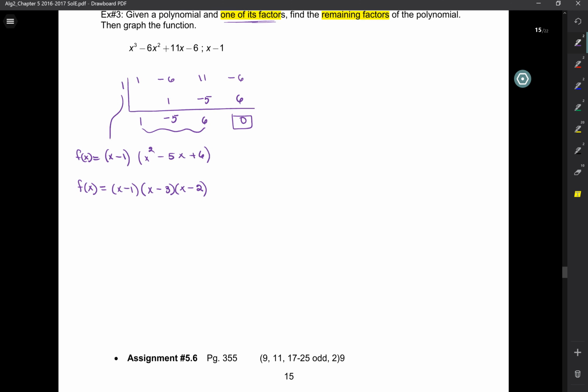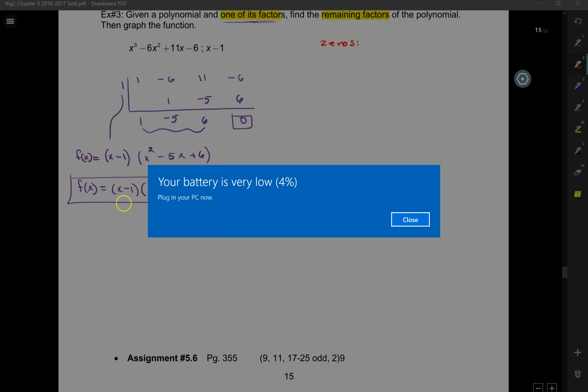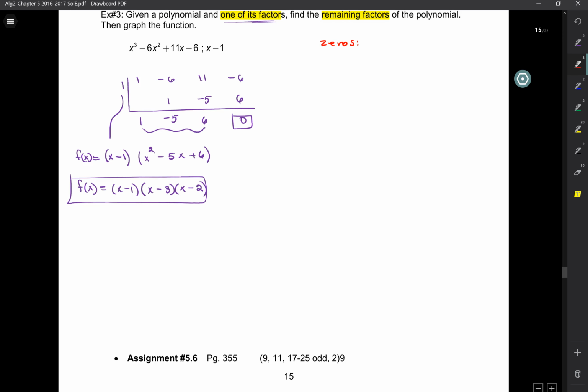All right? So this is the factored form. Now let's graph this. In order to graph, I need the zeros. Well, the zeros from here are x equals 1, 3, and 2. At x equals 1, 2, and 3, there are zeros.